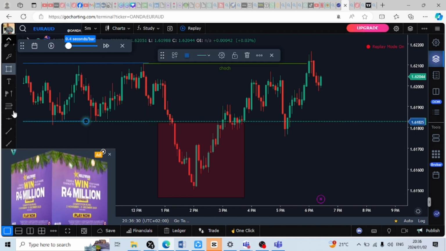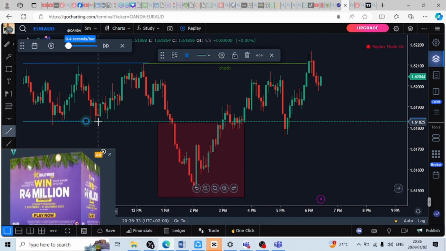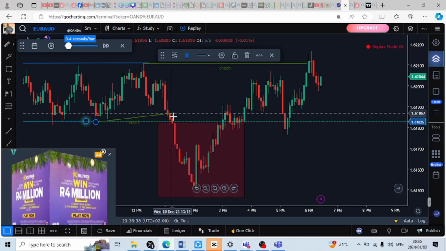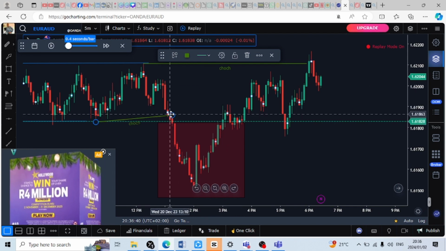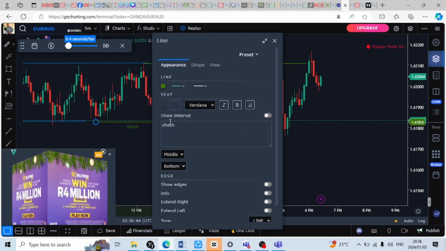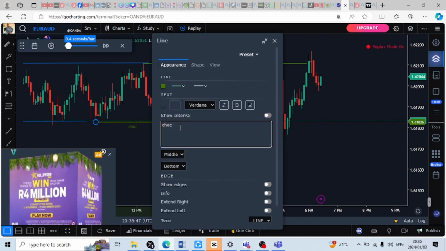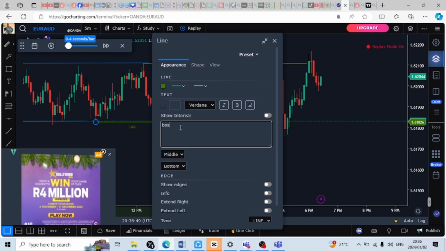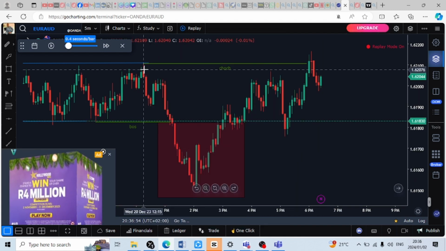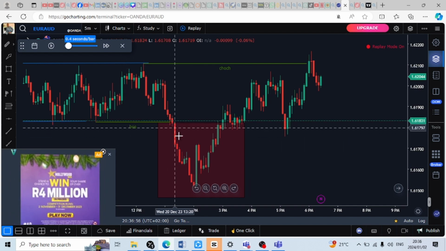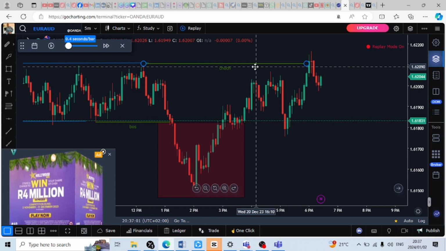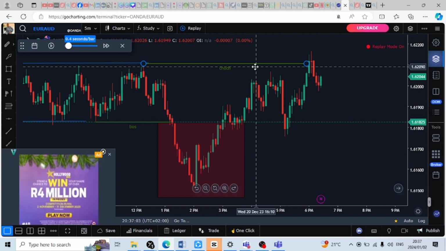So a change of character will only take place if there is a what? A break of structure. Here we have the break of structure. So this was a break of structure which took place at this level. So this one is a BOS. This is what I'm trying to say. This high resulted in a break of structure. Once we have a candle closing above that high, that's when we have a shift in market structure, indicating that that downward momentum is now over.